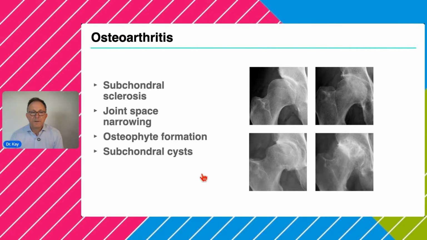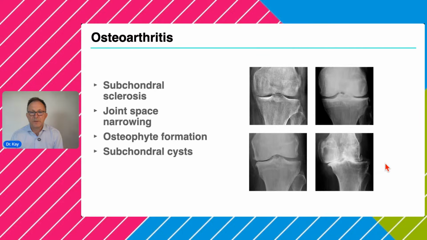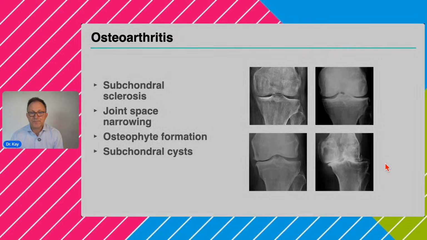You can also see it at the hip joint, with different amounts of joint space narrowing, cystic changes, complete bone on bone, joint space narrowing, large cystic changes and sclerosis, and of course also osteophyte formation. Similar processes can be found in the knee.